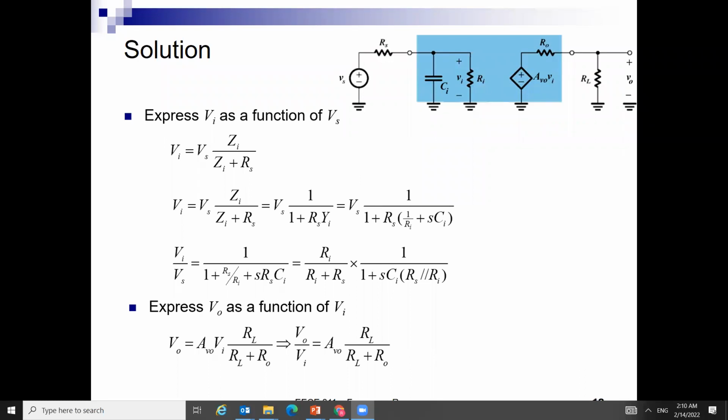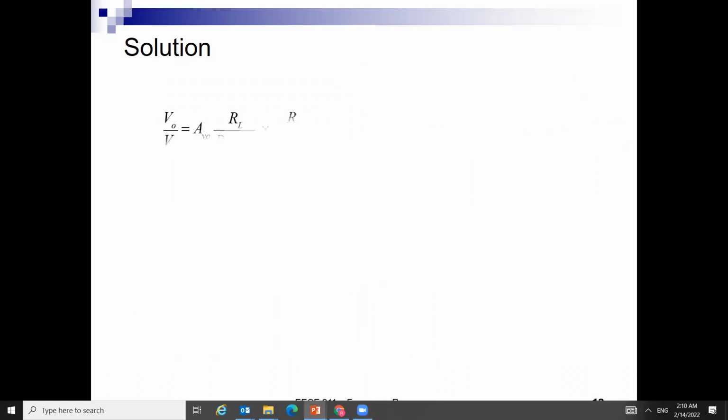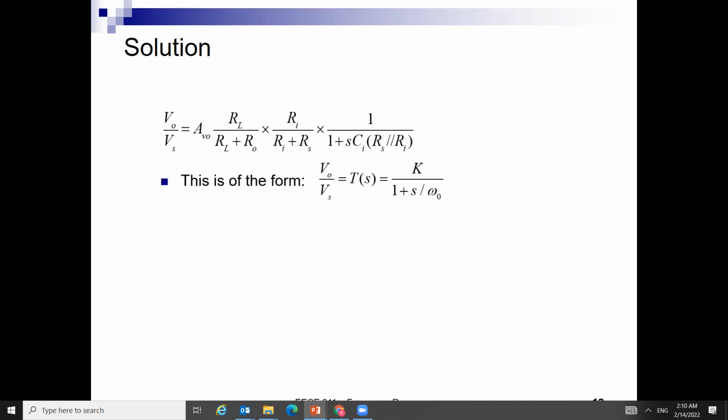For example, from the circuit which we studied before, we found that the gain is of the form K over 1 plus s over omega 0. And in this example, this still has one pole, so the 20 log magnitude of T is equal to 20 log K minus 20 log the square root of 1 plus omega over omega 0, all squared.